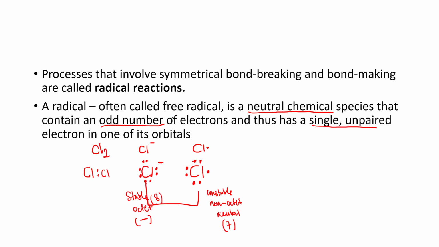Okay, so chlorine gas is also stable because both of these chlorines have the octet configuration. Chloride also is stable because it has 8 electrons. Chlorine radical is the unstable one. Okay, so I hope you know the difference between a chlorine radical and a chloride ion.